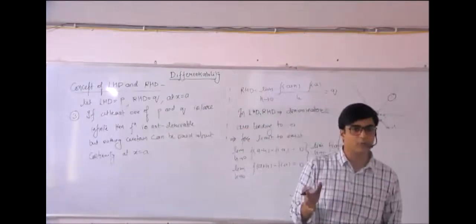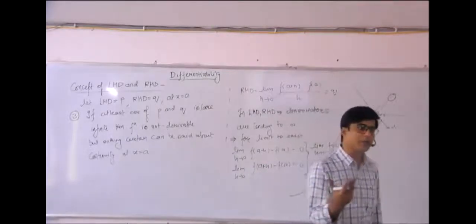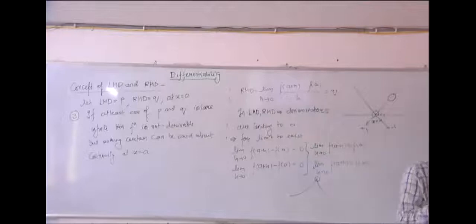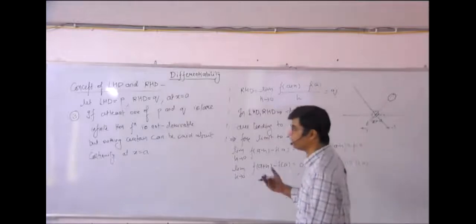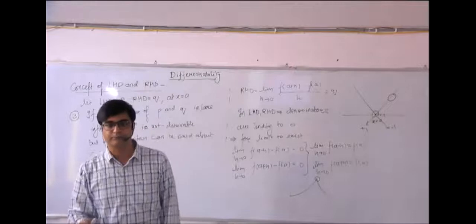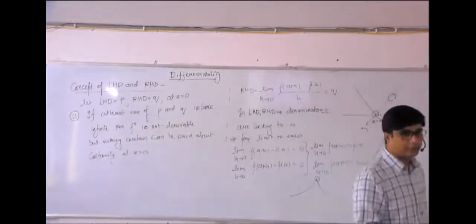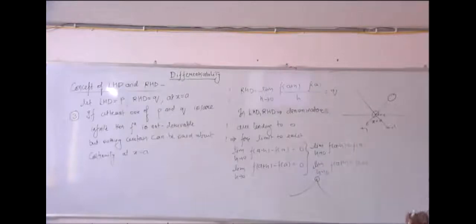If at least one of P and Q, maybe both, is infinite, then you can never know whether it is continuous or not. You'll have to check. If any one of them is tending to infinity, no idea. Okay, clear?